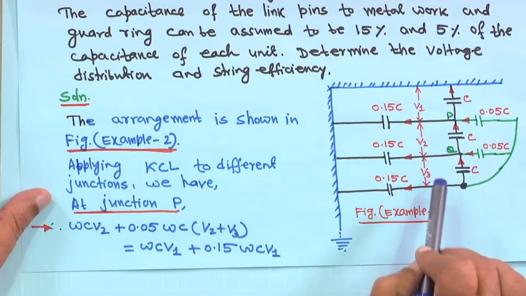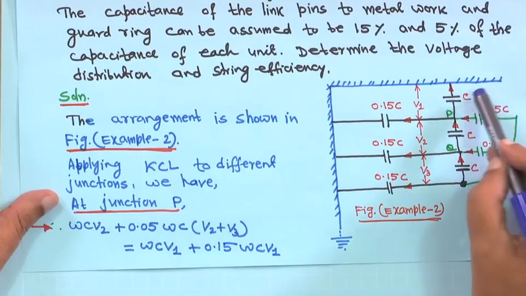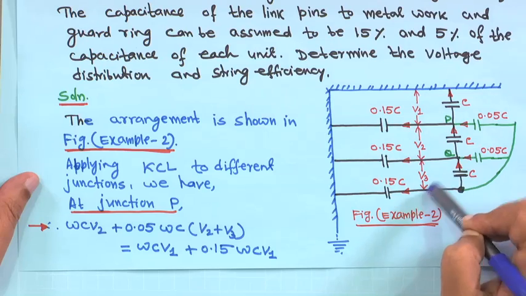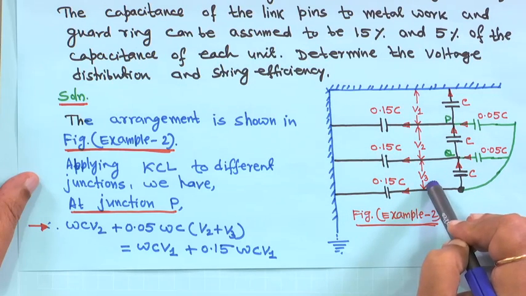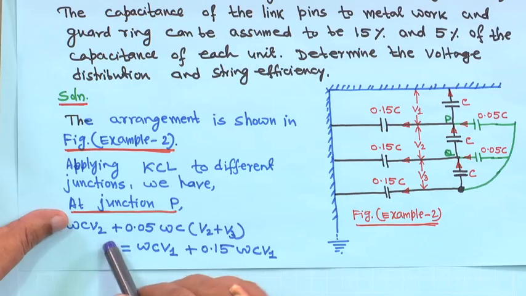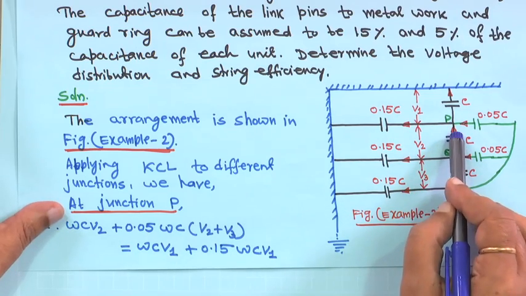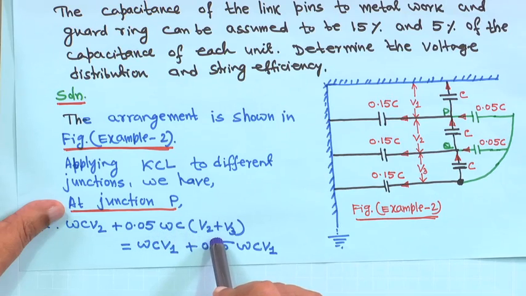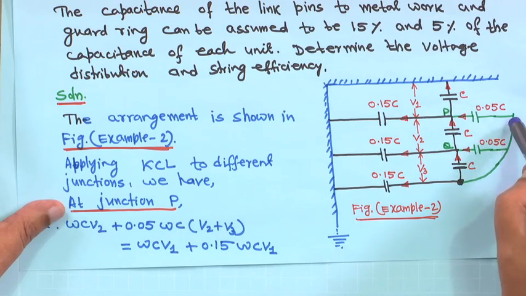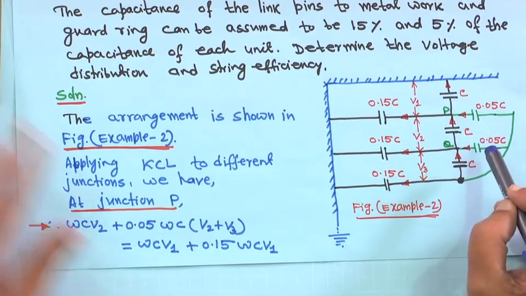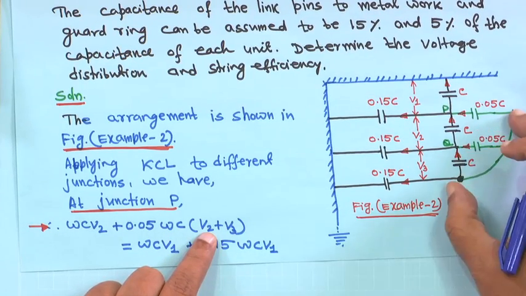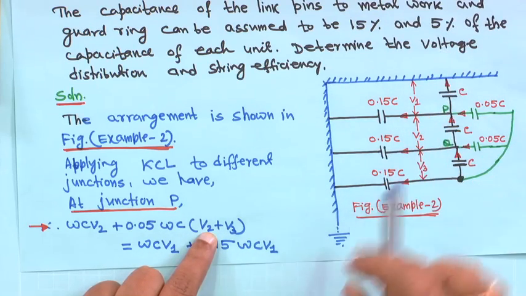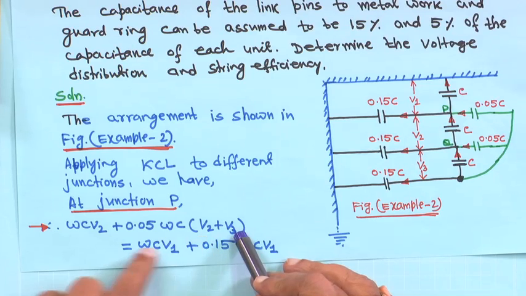If you do so, you will get omega C V 2, because the voltage across this one is V 1, the voltage across this one is V 2, and the voltage across this one is V 3, as shown here. So, at junction P, omega C V 2 plus 0.05 omega C times V 2 plus V 3, because the voltage across this capacitance is V 2 plus V 3.